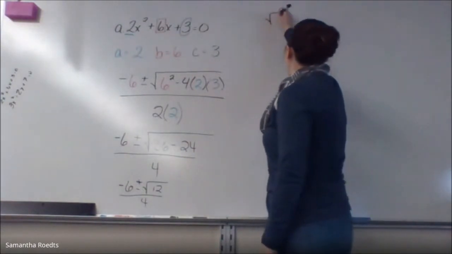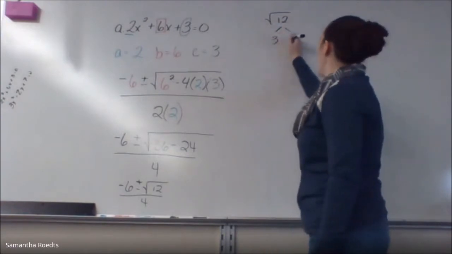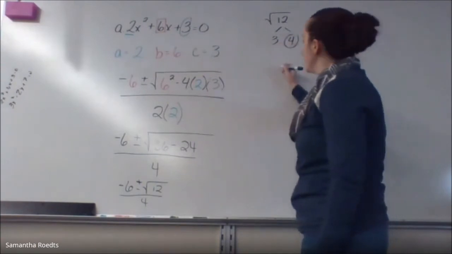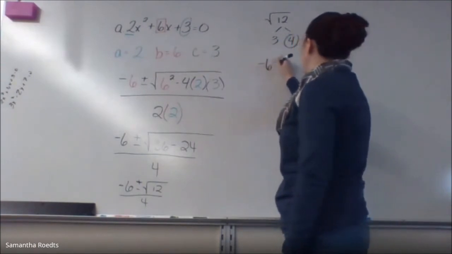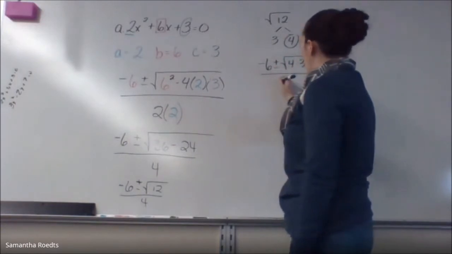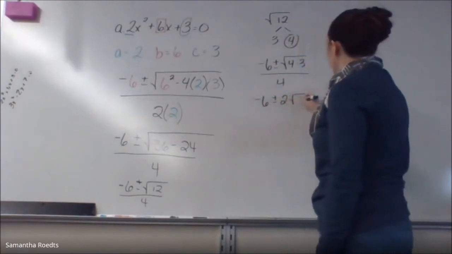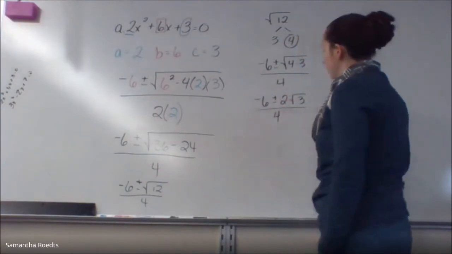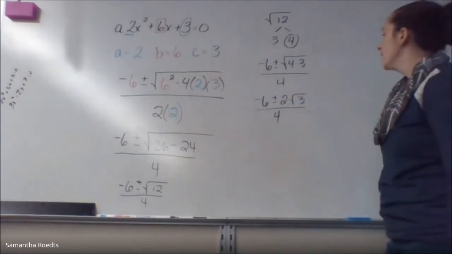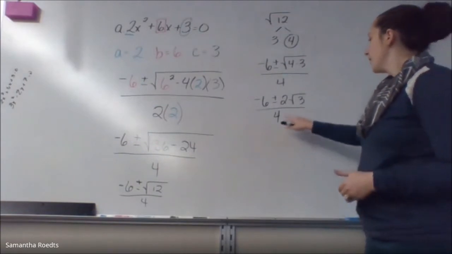So the square root of 12, I can break down into 3 times 4. 4 is a perfect square, so I'm going to use that. So I get negative 6 plus or minus the square root of 4 times 3, over 4, which is negative 6 plus or minus 2 square root of 3 over 4. The square root of 4 is 2, so that 2 can come out. Now what I want to do is simplify as much as possible.